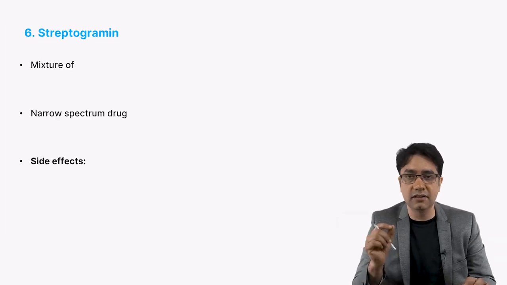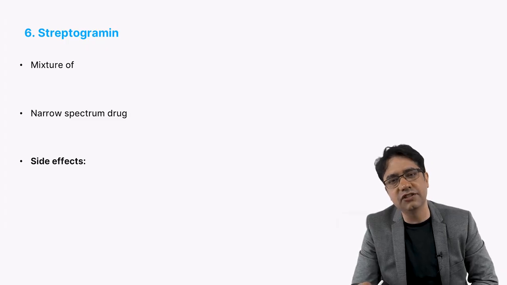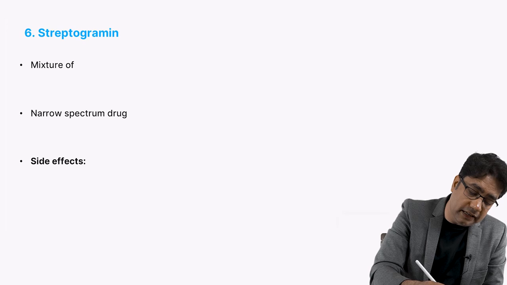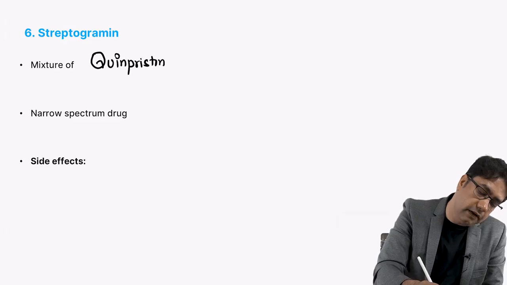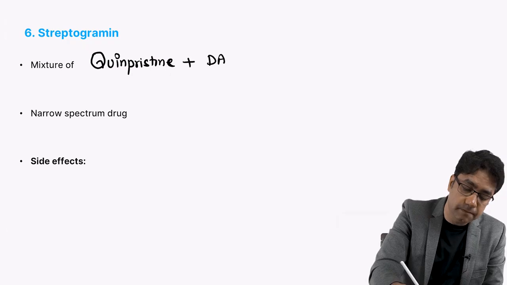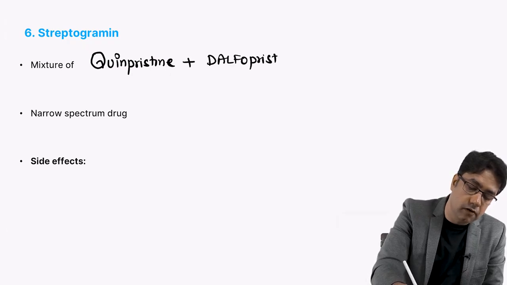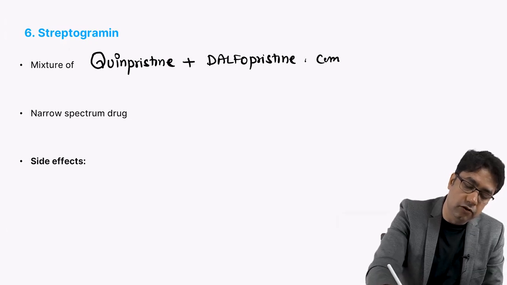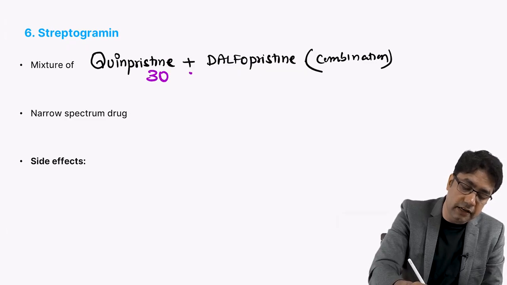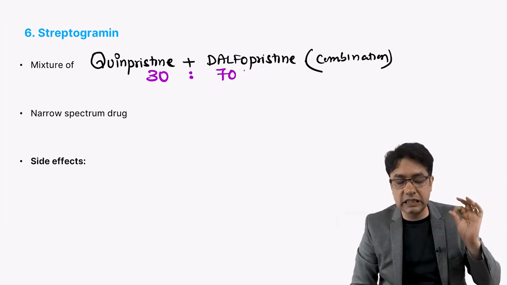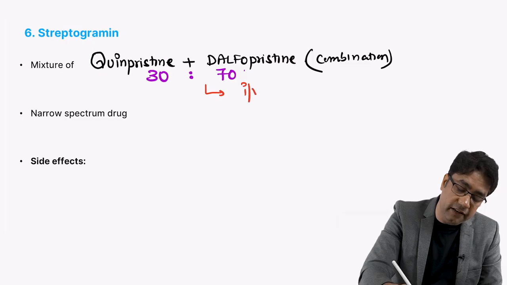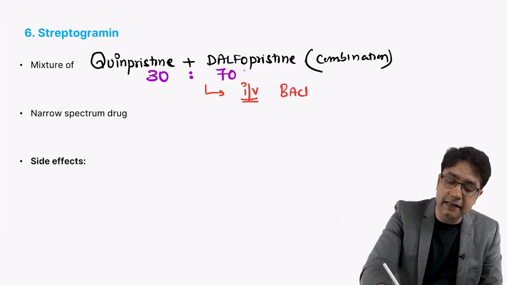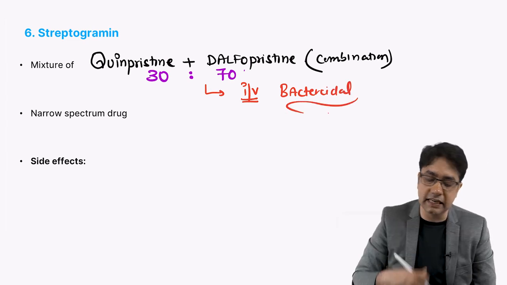Now let's talk about the second last antibiotic, that is streptogramin. Streptogramin is a mixture of two antibiotics, quinupristin with dalfopristin combination. So this combination is known as streptogramin. Question comes, in which ratio do we combine? The combination ratio is 30:70. And this drug combination is an IV drug and it is a bactericidal combination.